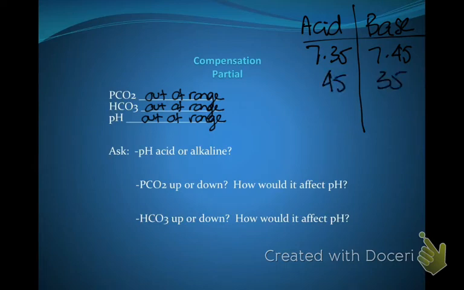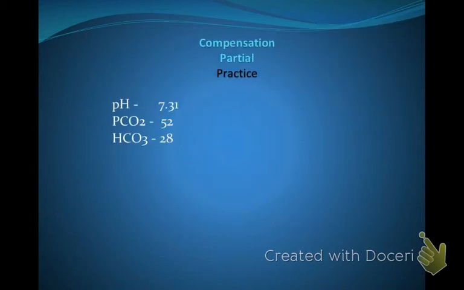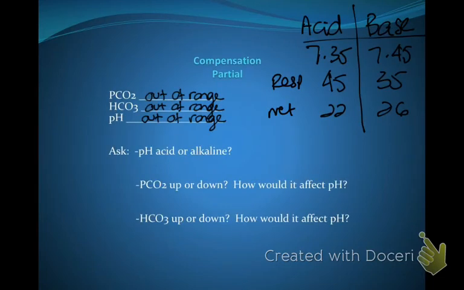45, 35, 22, 26. And we know this is respiratory and this is metabolic. So we look at it and we say, is the pH acidic or alkalotic? Is the PCO2 up or down, and how could that affect the pH? And is the HCO3 up or down, and how does that affect the pH?